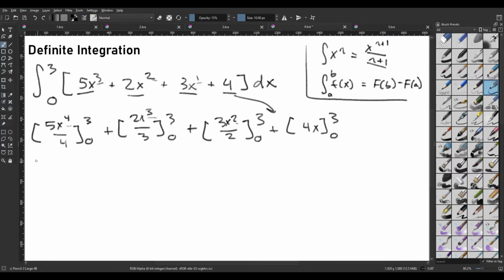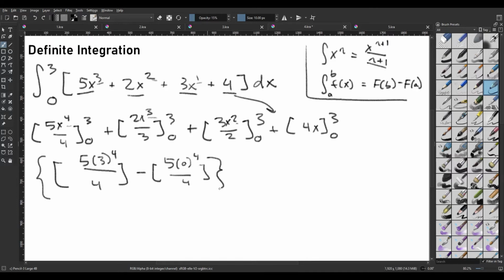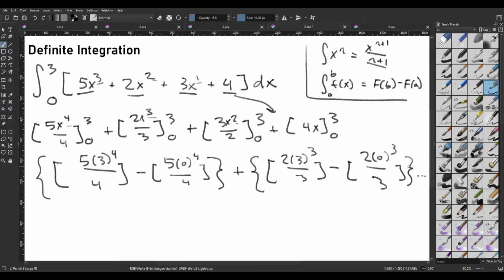So if we expand this, I'm not going to do all of them because we understand the expansion process, I'm sure. If we expand this, it's going to be 5 times 3 to the fourth over 4 minus 5 times 0 to the fourth over 4, plus 2 times 3 cubed over 3 minus 2 times 0 cubed over 3, dot dot dot. That just means for the rest of the terms here.